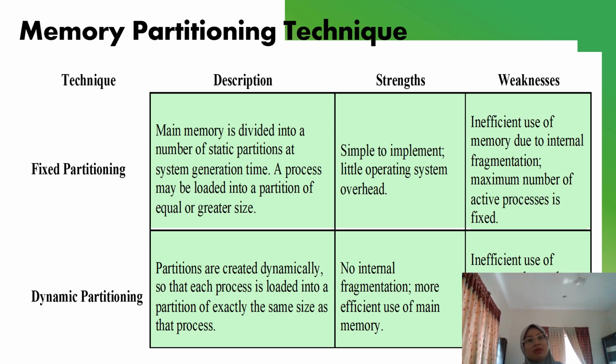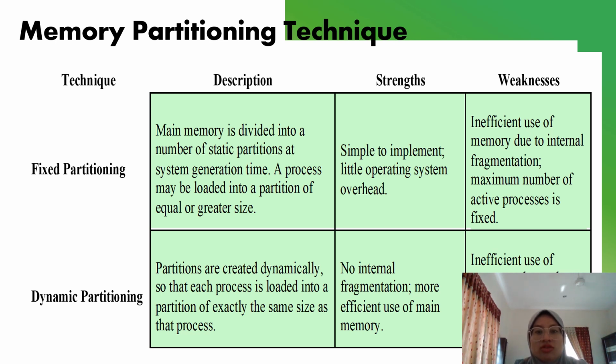There are two main memory partitioning techniques, which are fixed partitioning and dynamic partitioning. A program may be too big to fit in a partition, so the program needs to be designed with the use of overlays. Main memory utilization is inefficient. In any program, regardless of size, memory occupies an entire partition. In fixed partitioning, main memory is divided into a number of static partitions at system generation time. A process may be loaded into a partition of equal or greater size. While in dynamic partitioning, partitions are created dynamically so that each process is loaded into a partition of exactly the same size as the process.